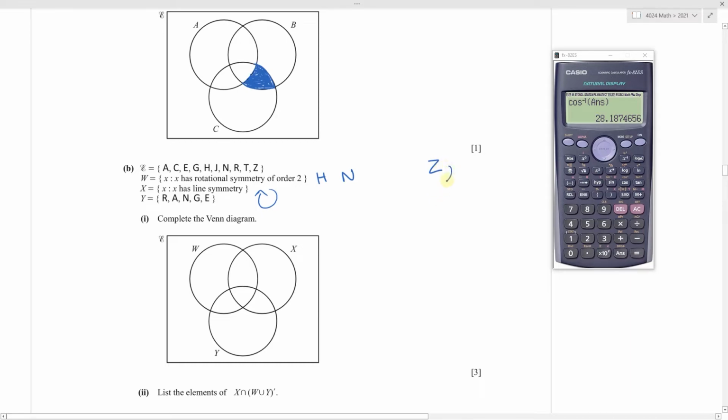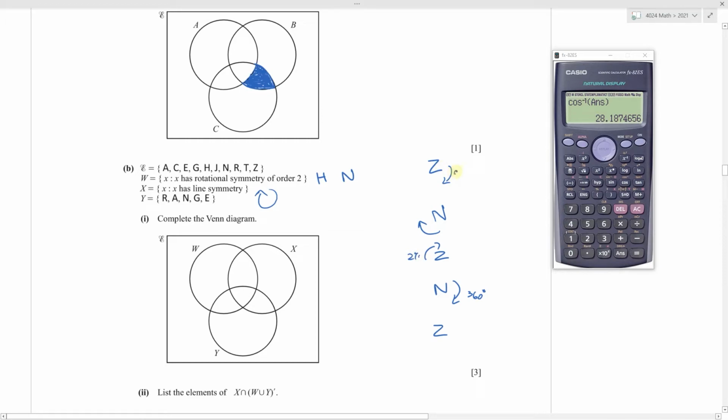Then if I rotate 90 degrees like this, I will get this. And then another 90 degrees like this, I will get back Z. Another 90 degrees like this, it looks like N. And then another 90 degrees like this, I get back Z.